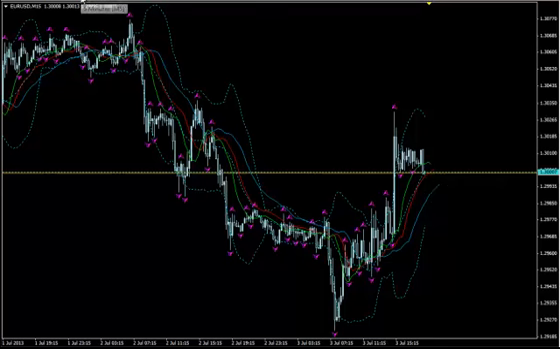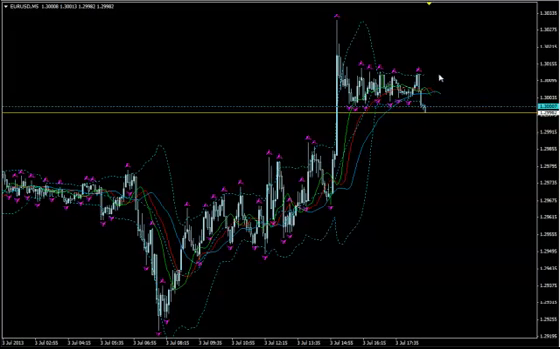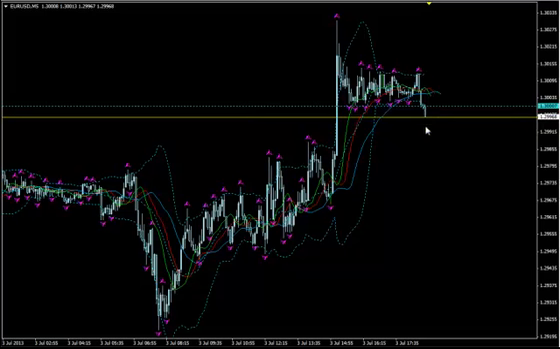Let's go to the M5 chart to see what is going on. The M5 chart shows that the leading alligator is curved downwards, and yes, we see a downward move.